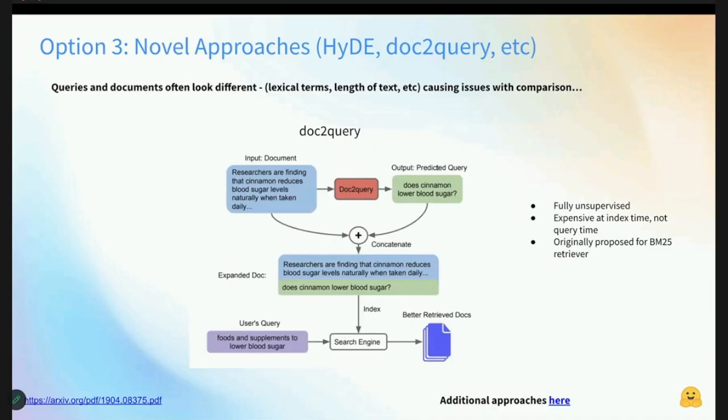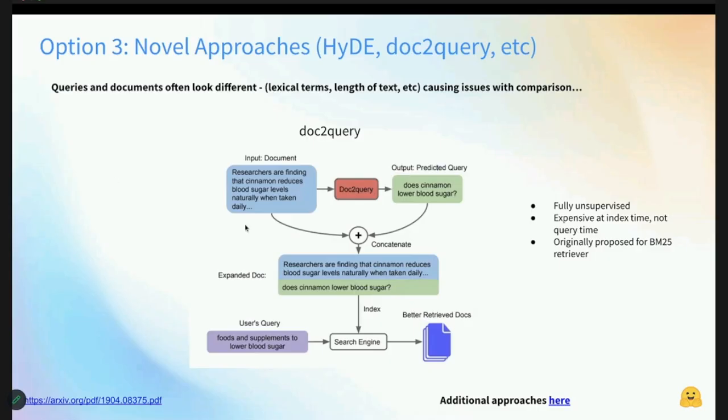And so there's one approach here called doc to query. This is a couple years old now. But the general idea is that it pulls on the thread that the nature of a query versus the nature of a document that you're searching for look rather different. Queries are often shorter and have different terms than the passages you're trying to search for.